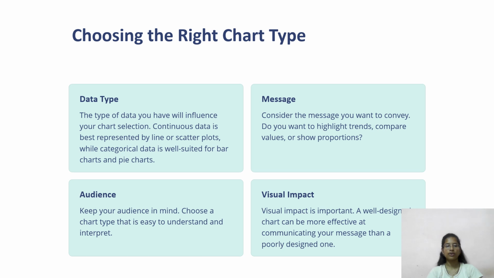Choosing the right chart type. Here I have included four factors, based on which we can differentiate which chart to choose. The first is data type: the type of data you have influences your chart selection. Continuous data is best represented by line or scatter plots, while categorical data is well suited for bar charts and pie charts. The next is message: consider the message you want to convey, whether you want to highlight trends, compare values or show proportions. The next is audience: keep your audience in mind and choose a chart type that is easy to understand and interpret. And the last is visual impact, which is very important. A well-designed chart can be more effective at communicating your message than a poorly designed one.